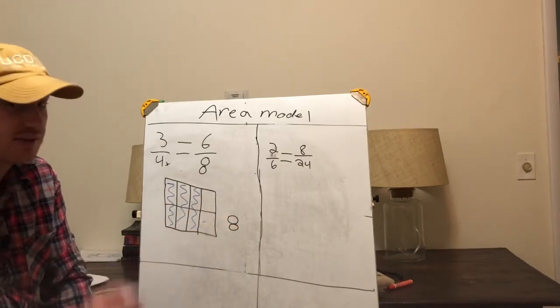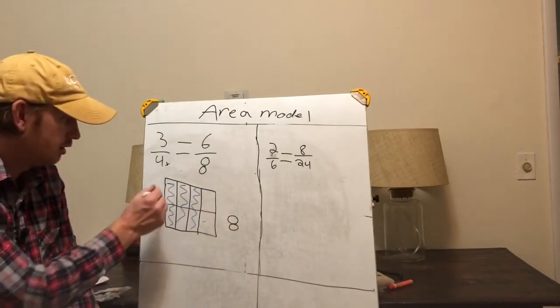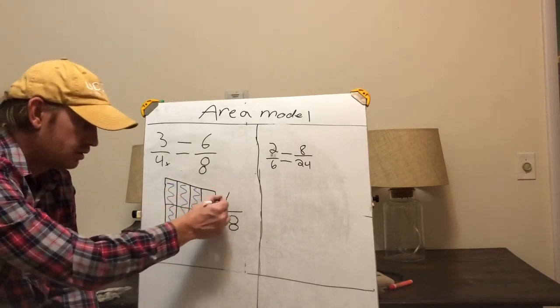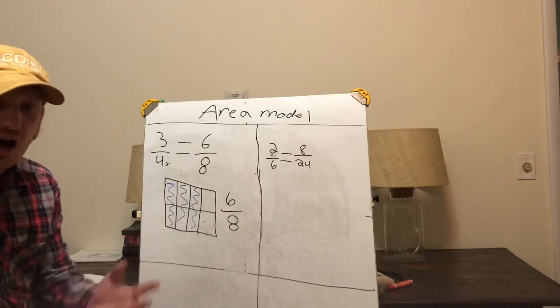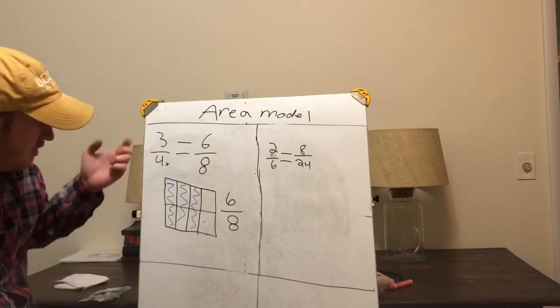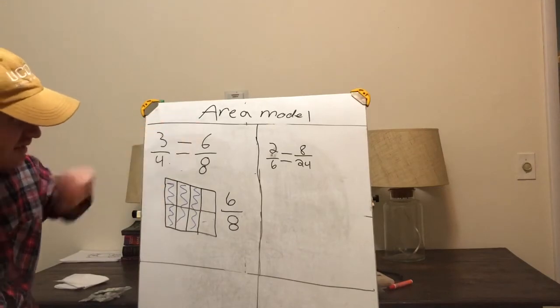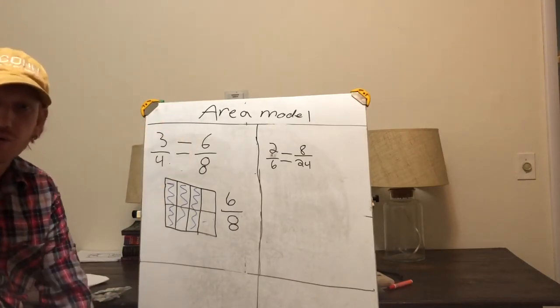And I should have 6 colored in. 1, 2, 3, 4, 5, 6. I do. So I've just proven that 3/4 is equal to 6/8 using the area model.